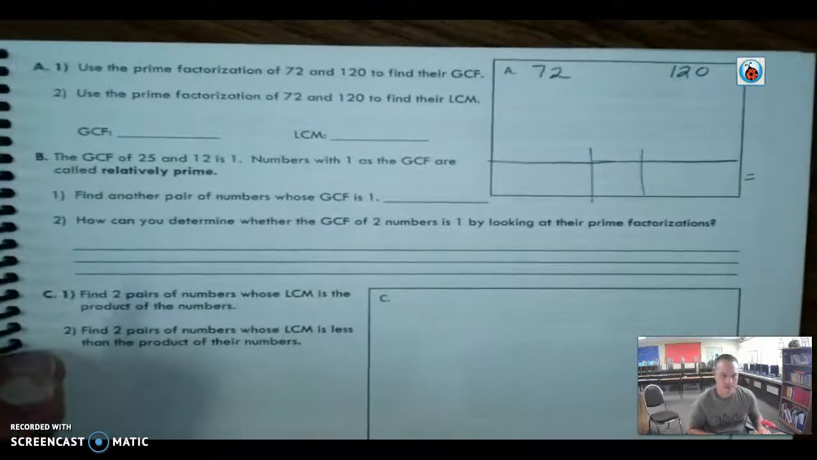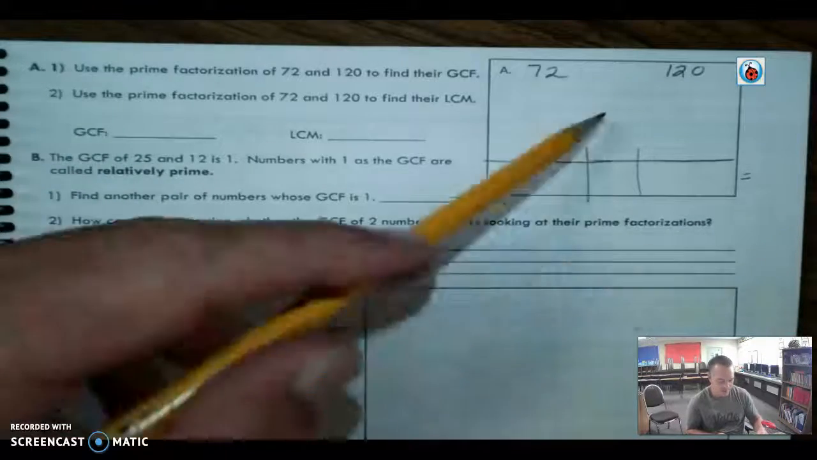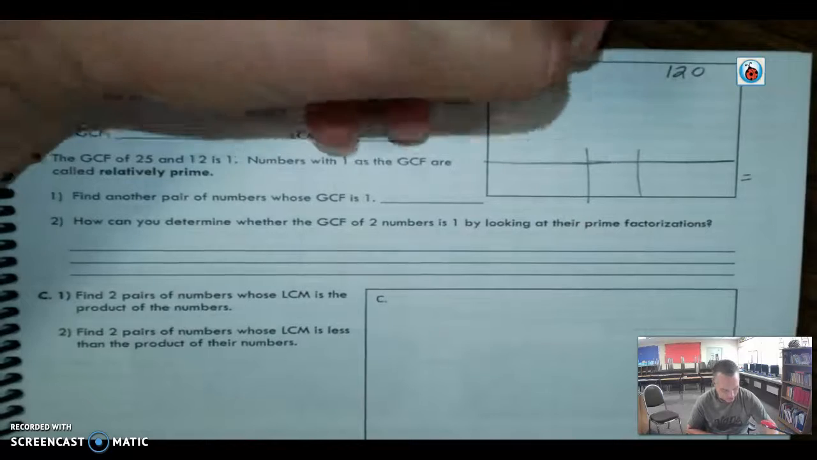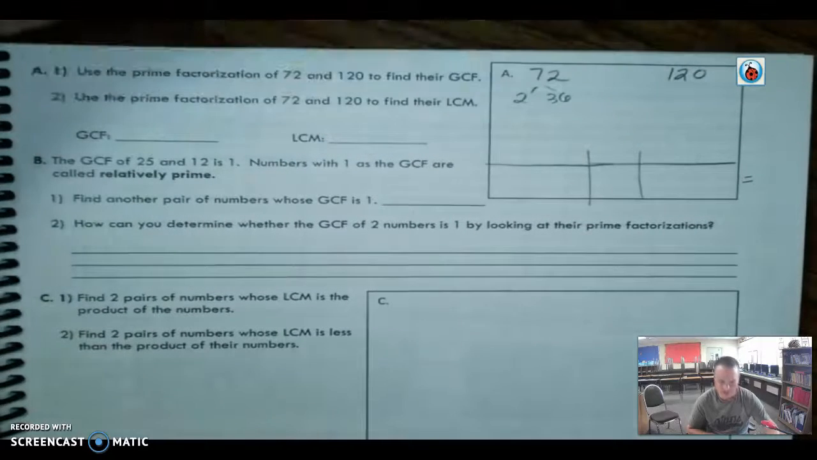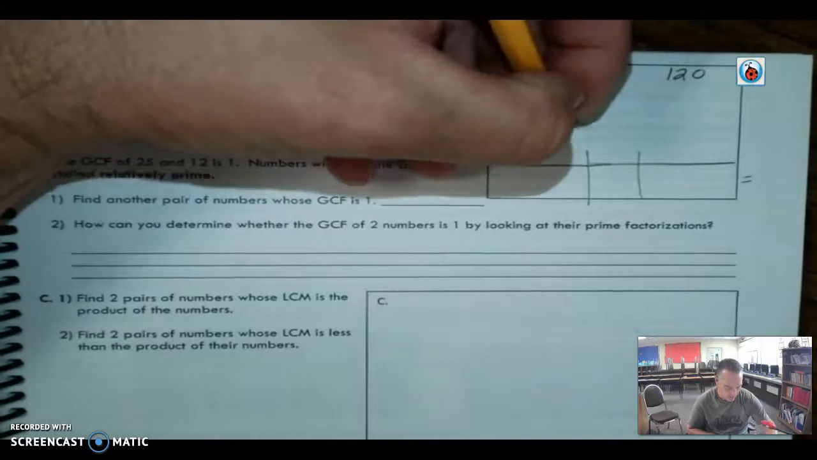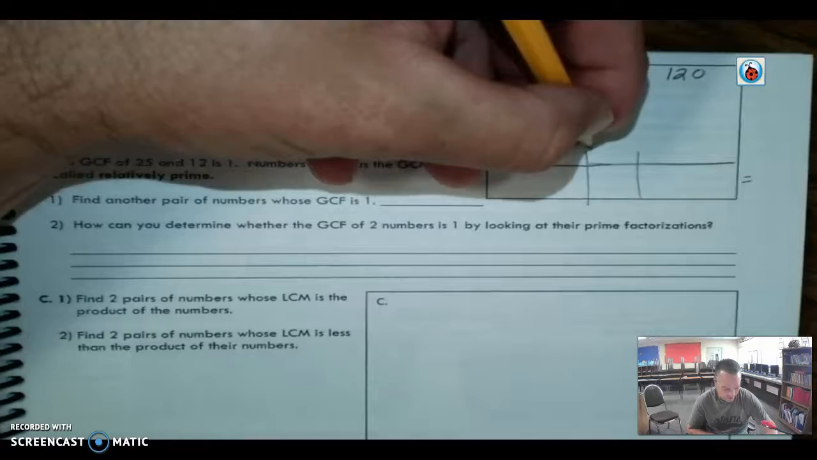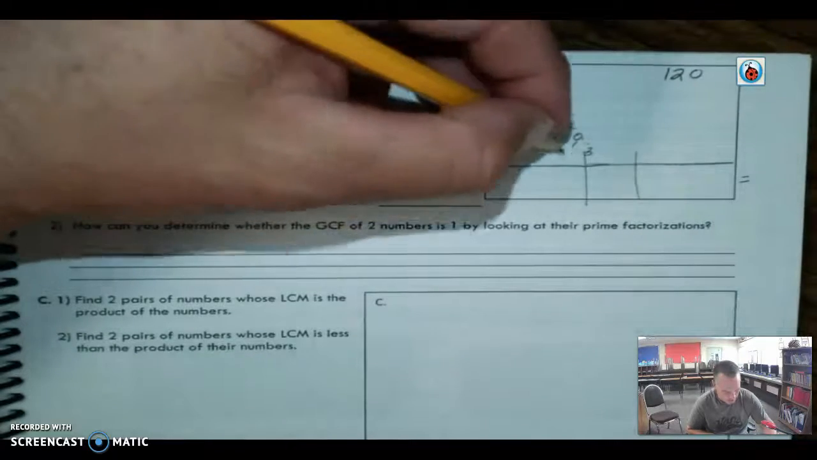Okay, so now we're on the back side. It says use the prime factorization of 72 and 120 to find their GCF. That's going to be the number in the middle they share. So I'm going to go through and do the prime factorization of 72. You could use any two numbers that you chose. I'm just using 18, 2 and 9, and we get 3 and 3. Let's circle those, they're all primes.